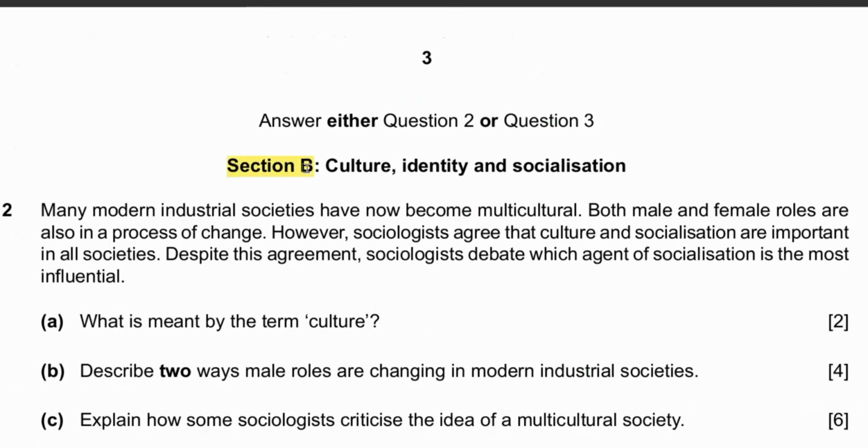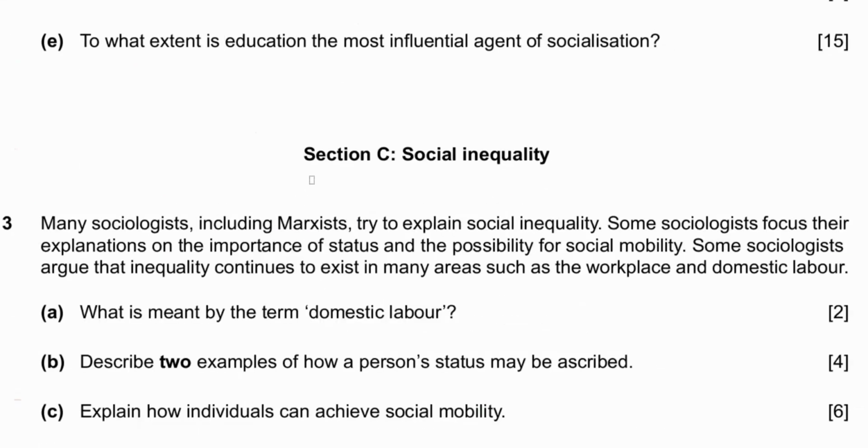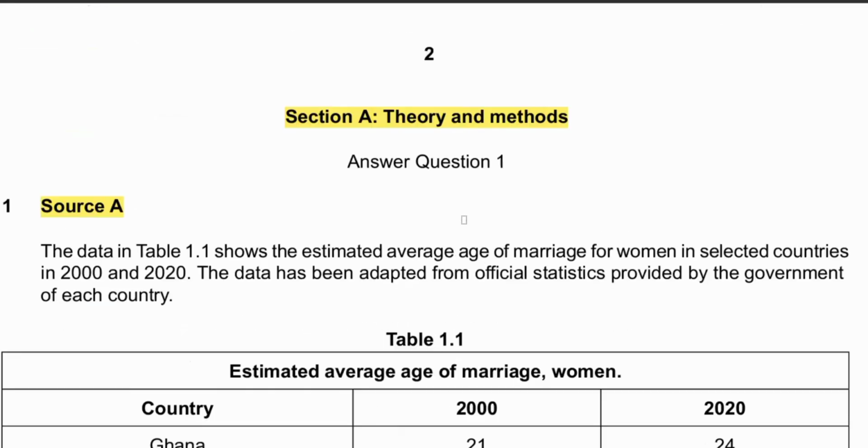On the next page, you will find Section B, which comes from culture, identity, and socialization. Again, you will get the source here. At the end of the source, you will have relevant questions with the marks mentioned, and you have to answer all the given questions as per the marks. In Section C, you have the source with the relevant questions, and it comes from social inequality. So this is how you have to prepare for paper number 1. These are the chapters mentioned in the curriculum.